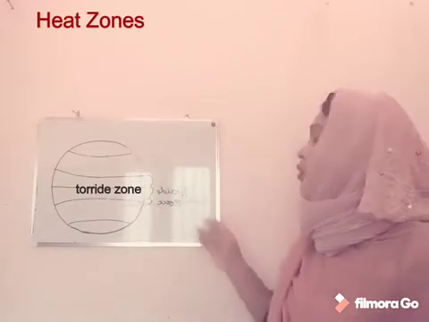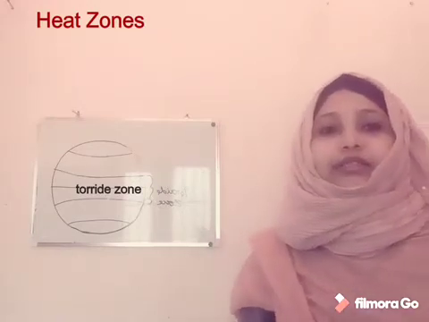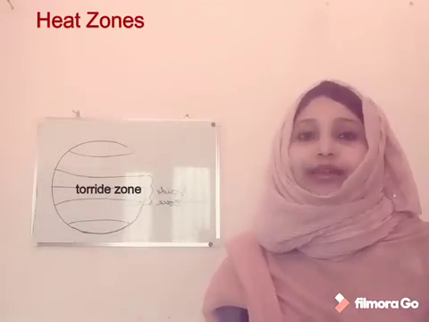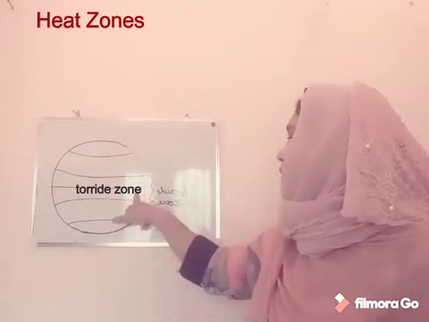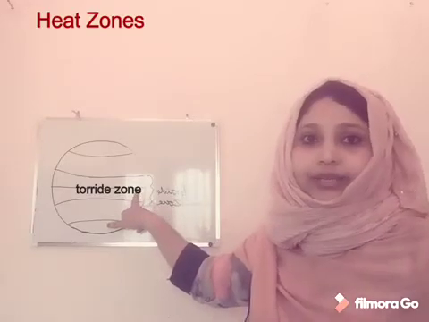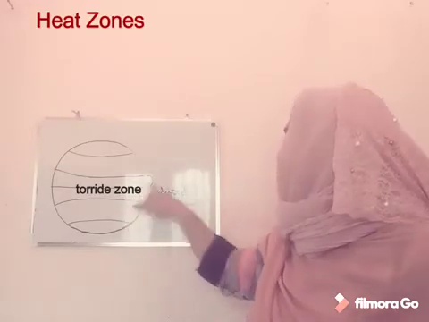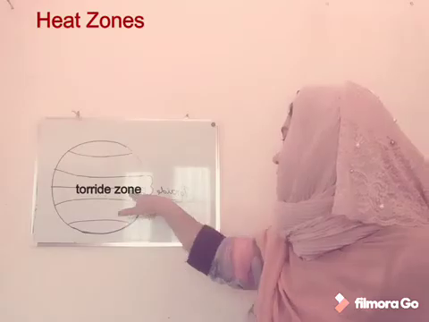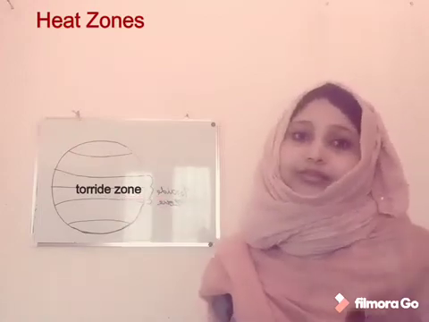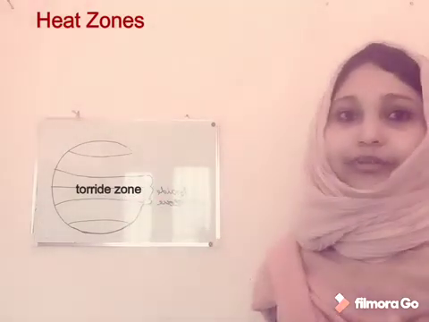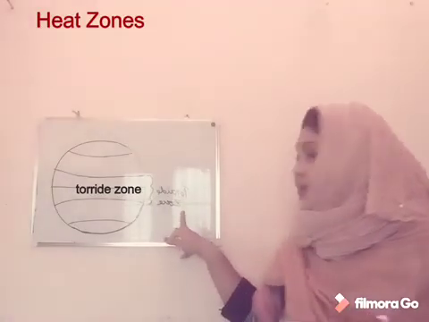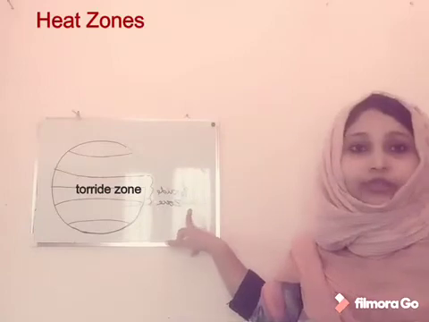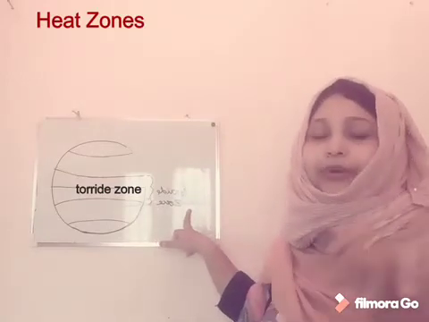Then what is the climate of this torrid zone? Of course, very hot, right? We already said this about the climate of the equator region in the previous class. The sun rays fall on this area directly, so the places near the equator receive more heat. So the torrid zone should be very hot. So this is the case of the torrid zone.